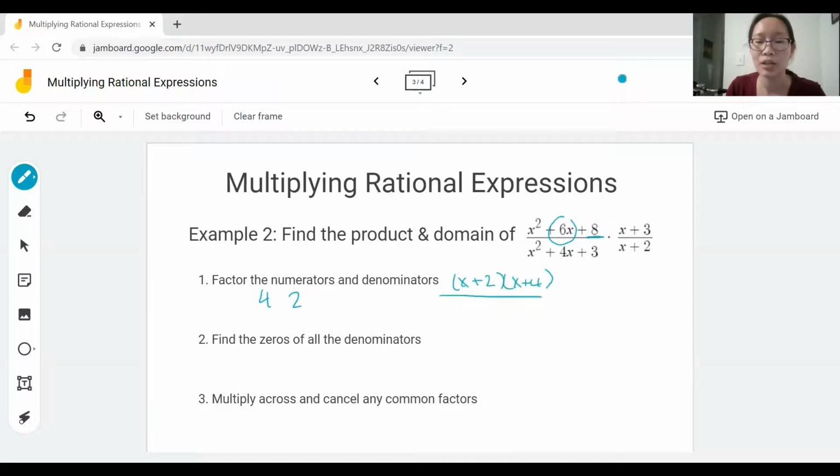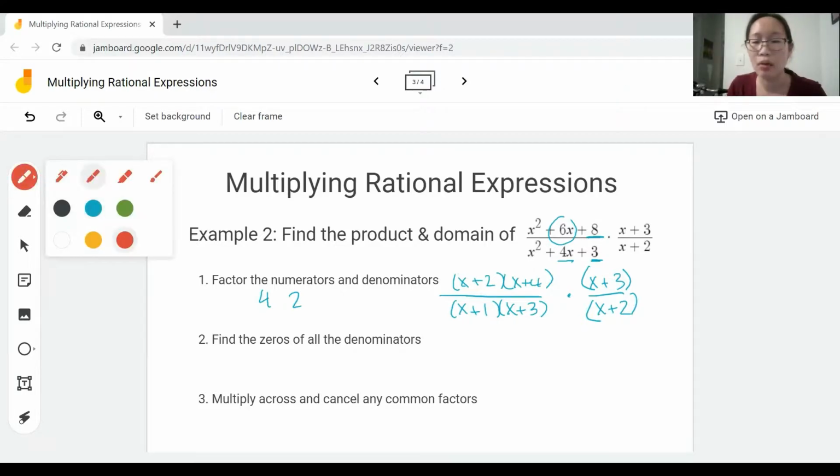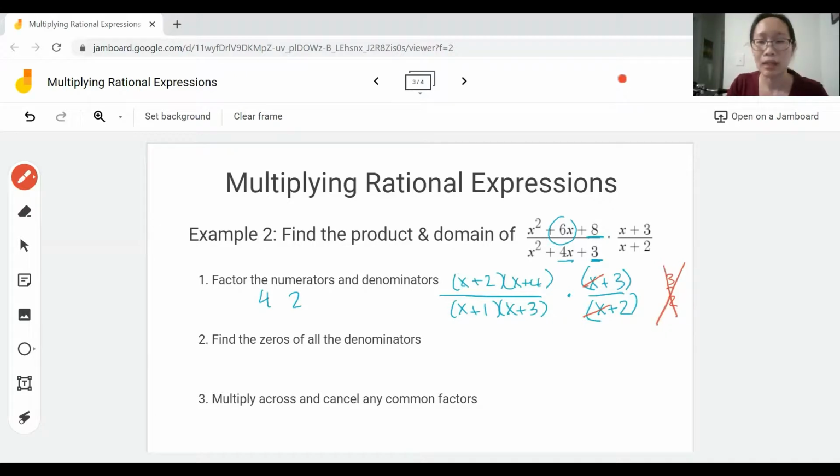My denominator is going to be 2 numbers that multiply to 3 and add to 4. So that's going to be x plus 1 and x plus 3. My second expression is already factored, so I'm just going to rewrite it as is, except I'm going to add parentheses to remind myself that this is one whole unit, and I can't take pieces of it apart. I have students that will try to do x divided by x, and then that means my second expression is 3 over 2. This is not true. You cannot do that. So let's undo that.